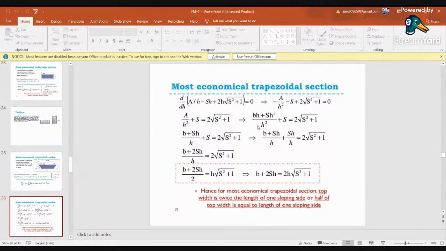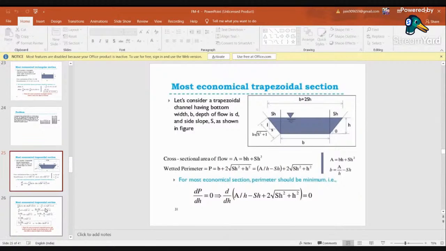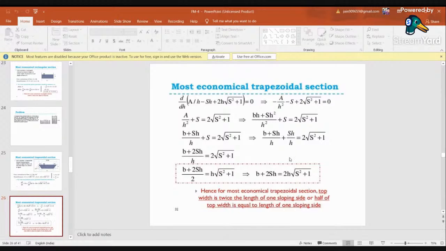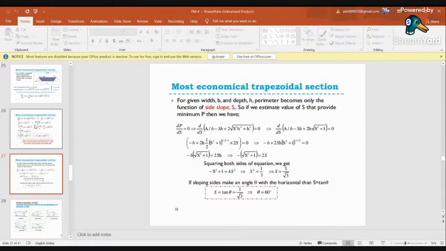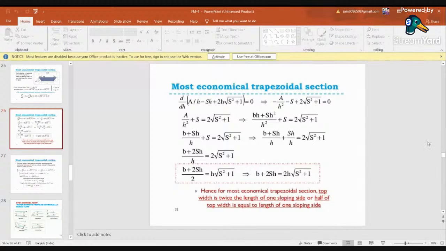This one is the most economic trapezoidal section condition, that is b plus 2sh is equal to 2h square root of s square plus 1, where s is nothing but the slope of the channel, or the horizontal component of the slope of the inclined depth. Hence, for the most economical channel section, the top width is twice the length of one sloping side, or half of the top width is equal to the length of one sloping side.